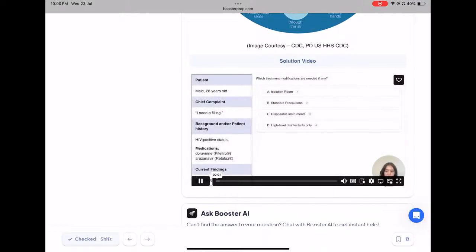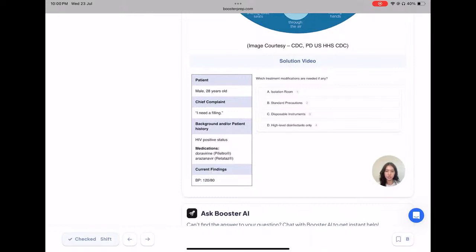Which treatment modifications are needed, if any? So let's start off by taking a look at the patient box, and we can see that the patient is a 28-year-old male who's in need of a filling. We can see in his history that he has been diagnosed with HIV and he is taking 2 medications for this. So HIV is a bloodborne disease, and some common modes of transmission are through sexual contact, vertical transmission from mother to child during birth, breastfeeding, needle stick injuries, or percutaneous injuries. And the only 2 we really have to worry about in dentistry are the last 2.